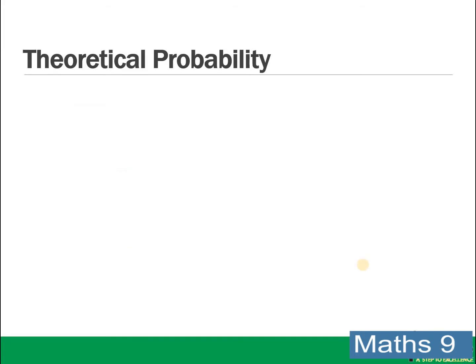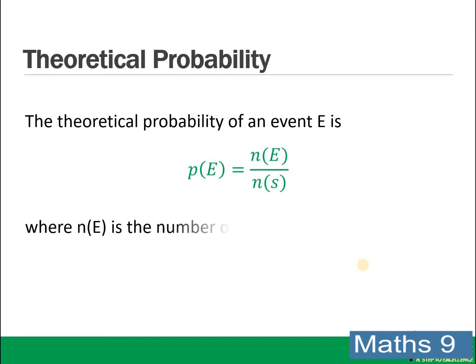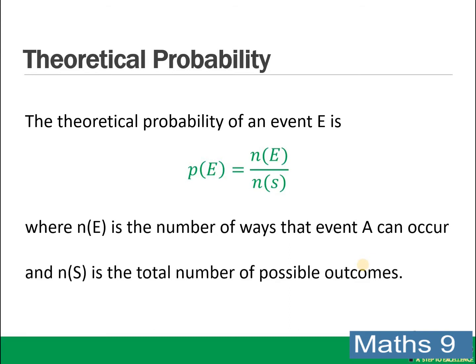We can come up with a formula for theoretical probability. The theoretical probability of an event E is written as P of E and is equal to N of E over N of S, where N of E is the number of ways that the event E can occur, and N of S is the total number of possible outcomes. N of E is the size of the event space, and N of S is the size of the sample space.